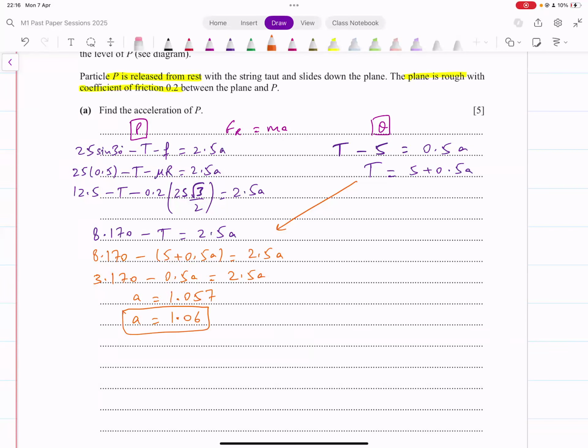Okay. That's the first part. That was not that difficult. That's just the application of Newton's second law of motion. Okay. Let's look at the next part now. Use an energy method.